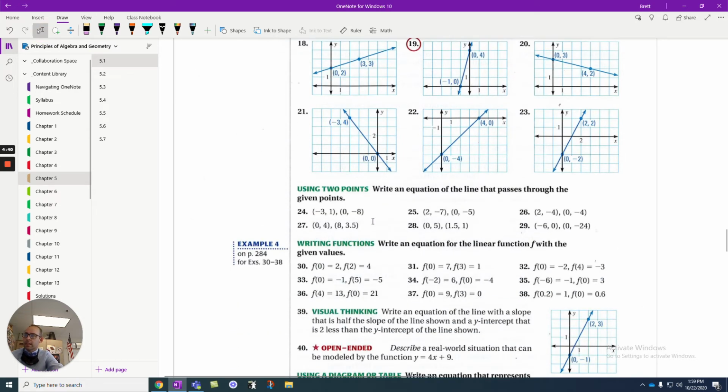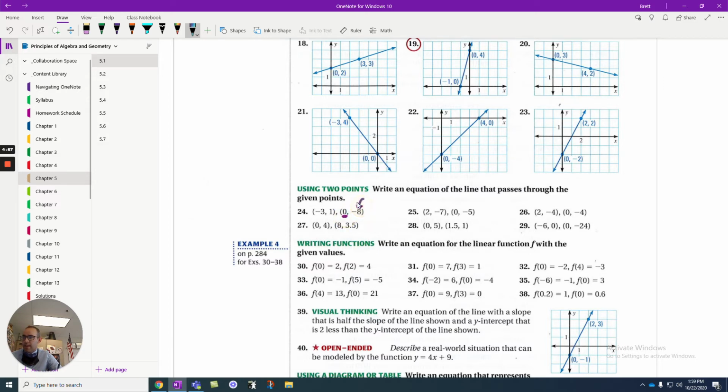Where it gets a little bit more difficult is right here, where we're not given the slope. We're given 2 points, but not the slope. Now, one of these points will have 0 for an x.